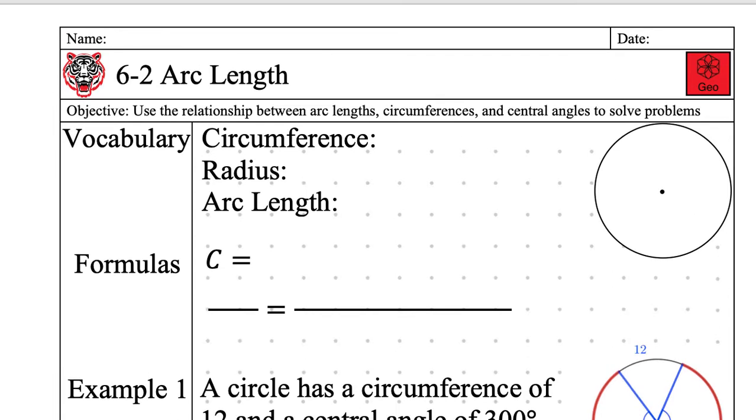All right, we are in geometry. Today's date is Tuesday, February 25th. I did not make a mistake on the date today. I came back. It's actually Tuesday.